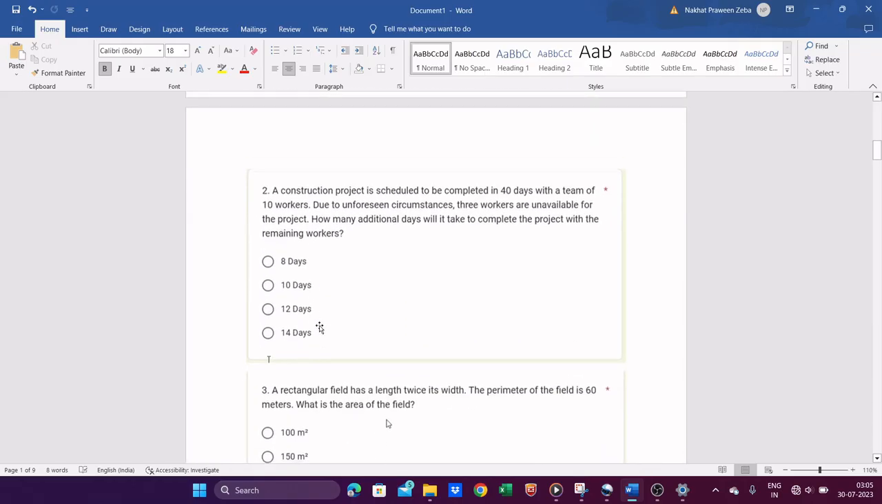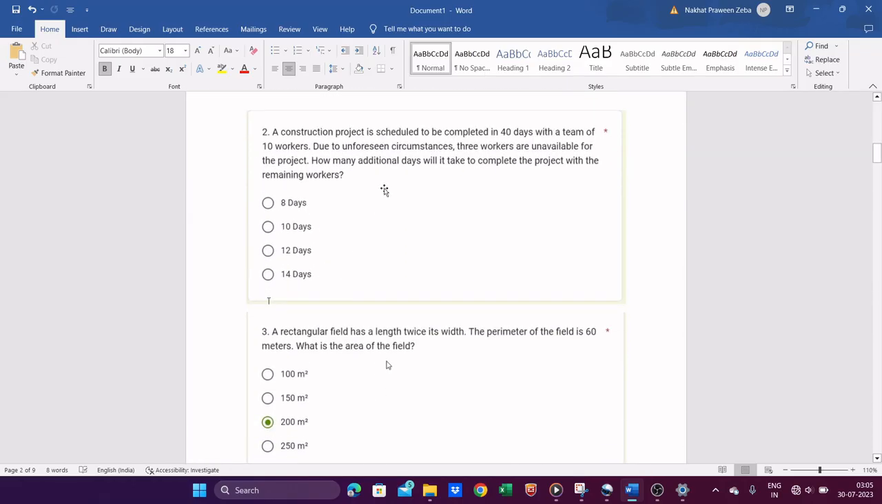The next question is: a construction project is scheduled to be completed in 40 days. You need to apply logic here. The questions in the first section are not so tough, but also not easy; easy to moderate only. So a construction project is scheduled to be completed in 40 days with a team of 10 workers. Due to unforeseen circumstances, 3 workers are unavailable for the project. How many additional days will it take to complete the project with the remaining workers?